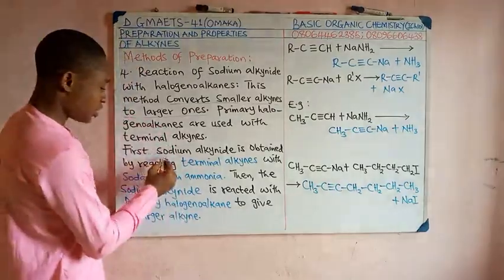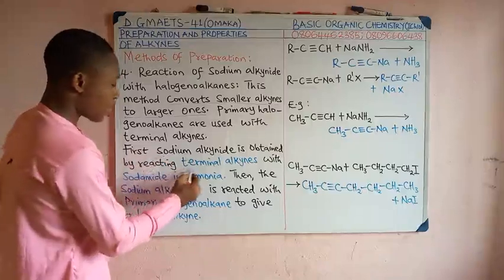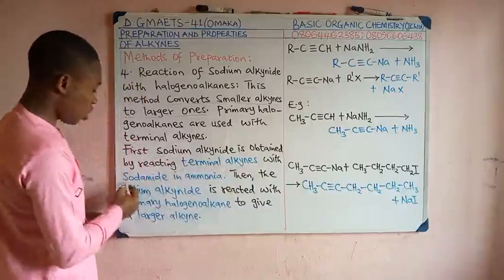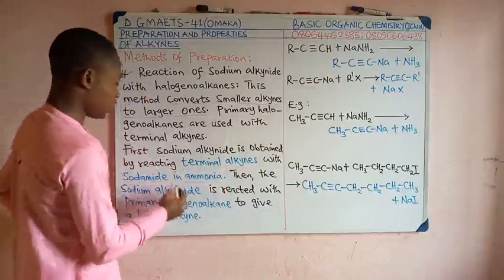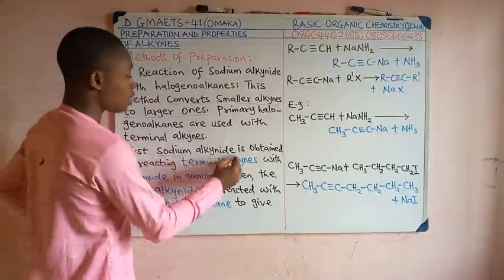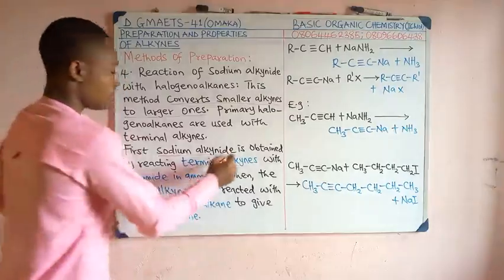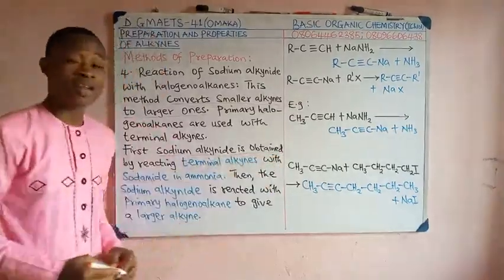First, we say that the terminal alkynes is reacted with what? Sodamide in ammonia in order to obtain the sodium alkylate. So this is the first thing that is being done.